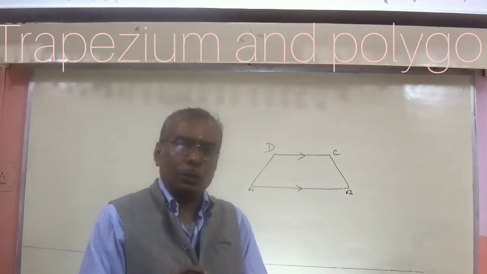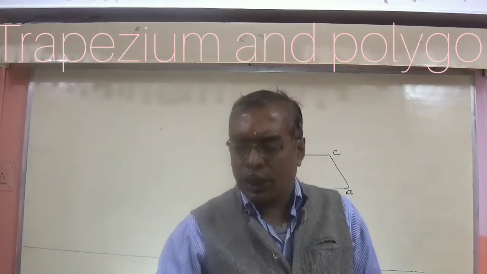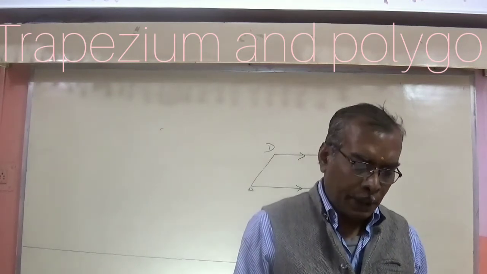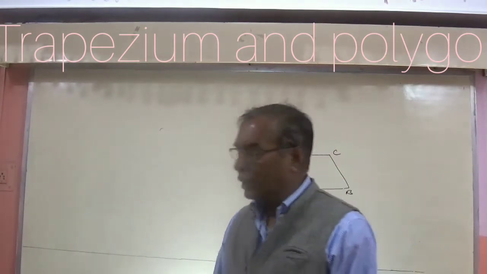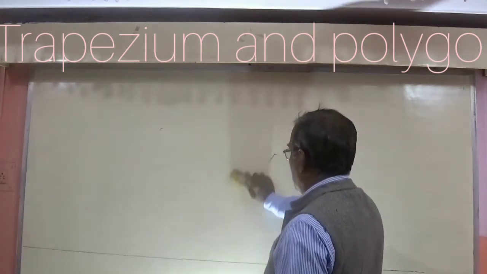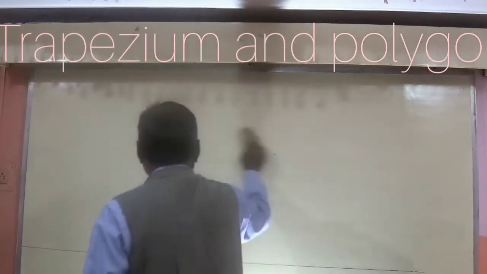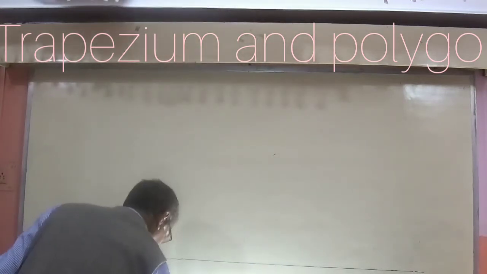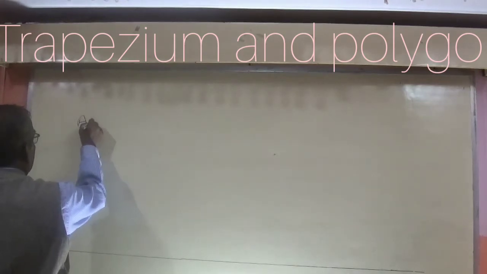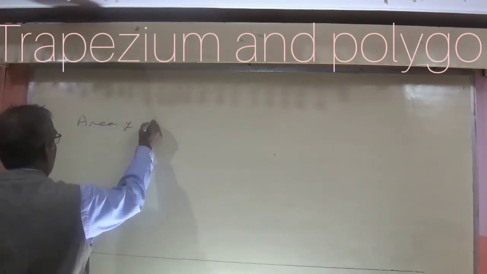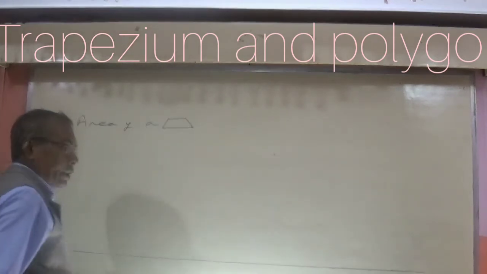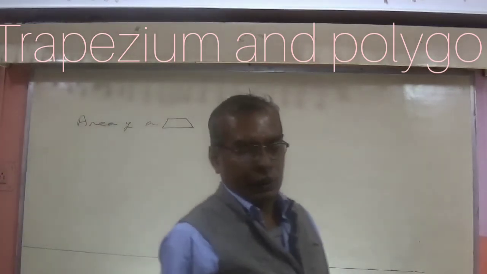Here I am going to explain how to find the area of a trapezium. Its derivation is given in your book, and that one only I am going to explain now. Area of a trapezium. This is actually the symbol of trapezium.